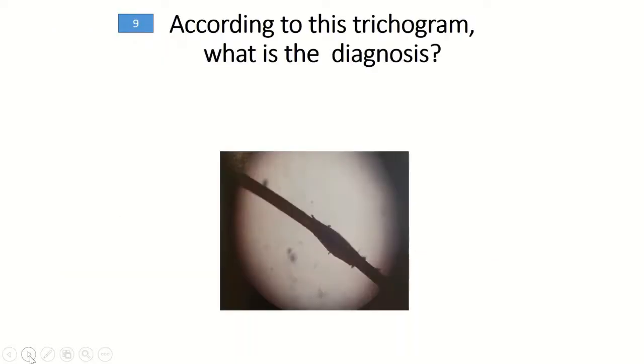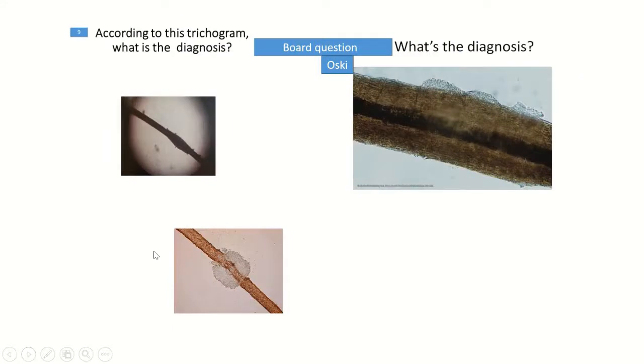Question 9. According to this trichogram, what is the diagnosis? This figure presents adherent nodules along the hair shaft, which surround it. This is equivalent to piedra. In the next slide, a board question with the diagnosis of piedra is presented.